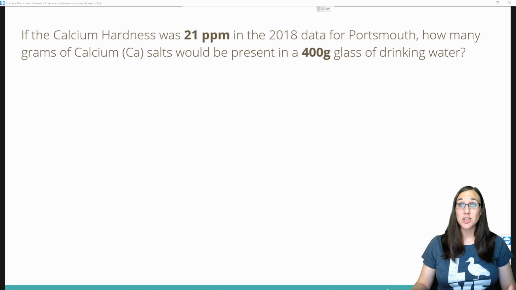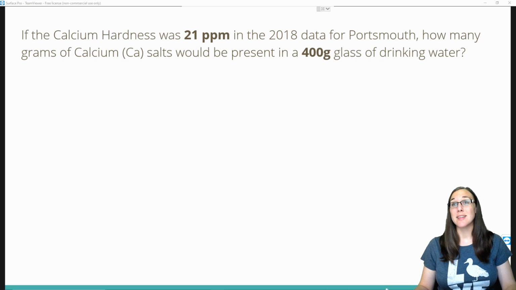If we're reading the question, we should note that we're looking at calcium hardness in water. Calcium hardness can be like magnesium, calcium, that's all the stuff you see crusted on the outside of your sink faucets. Anything like that can cause damage to a water heater. And we found that the calcium hardness was 21 parts per million in the 2018 data for Portsmouth, which was a true value. And how many grams of calcium salts, that's just the actual calcium parts, if you will, would be present in a 400-gram glass of drinking water.